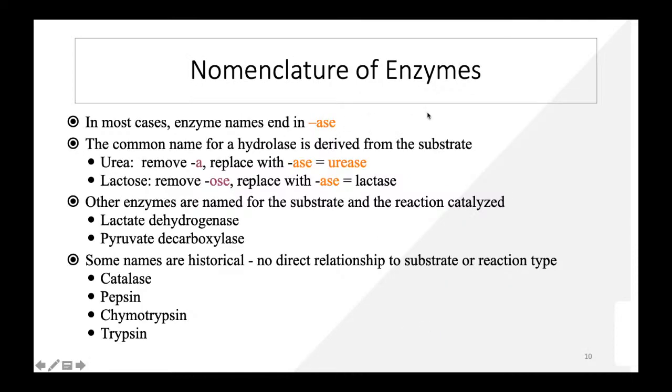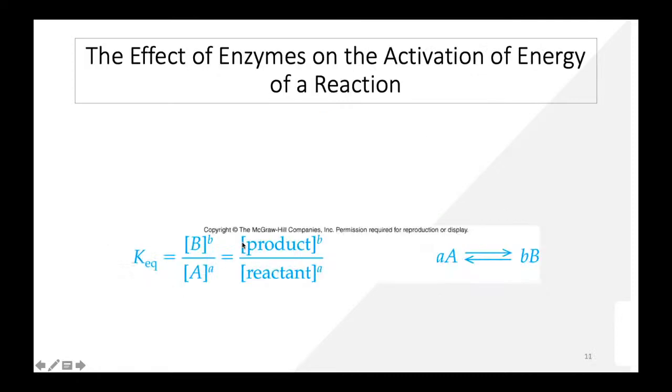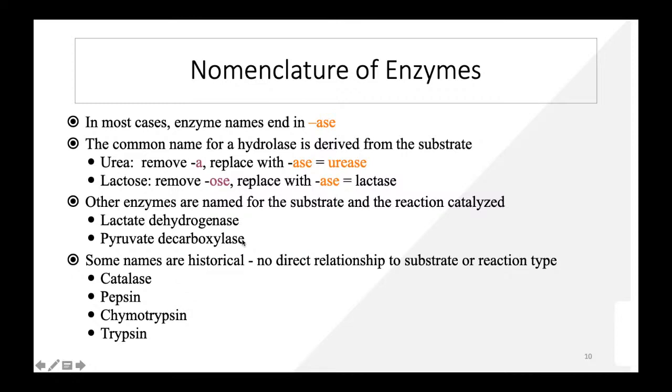Then there is a nomenclature of enzymes. In the end, we add "-ase" to the name. For example, for urea, we add -ase and you get urease. And if you remove the "-ose" from lactose and add "-ase", it's lactase. There are also other enzymes named according to their function, like lactate dehydrogenase and pyruvate decarboxylase. And some enzymes have names that don't have any historical value, like catalase, pepsin, chymotrypsin and trypsin.